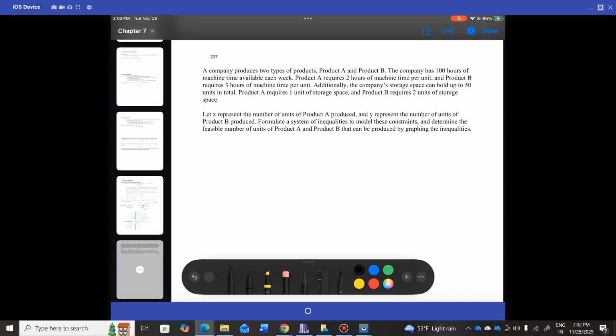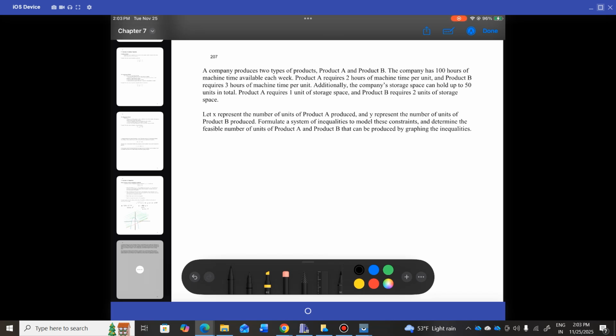So a company produces two types of products, product A and product B. The company has 100 hours of machine time available each week. Product A requires 2 hours of machine time per unit. Product B requires 3 hours of machine time per unit. Additionally, the company's storage space can only handle up to 50 units in total. Product A requires 1 unit of storage space. Product B requires 2 units of storage space.